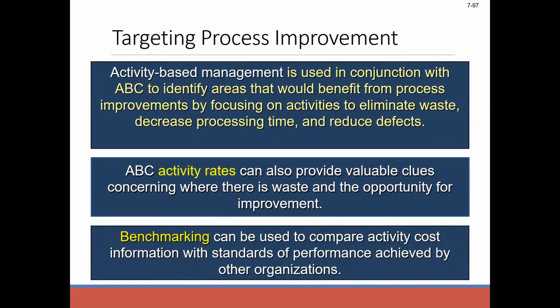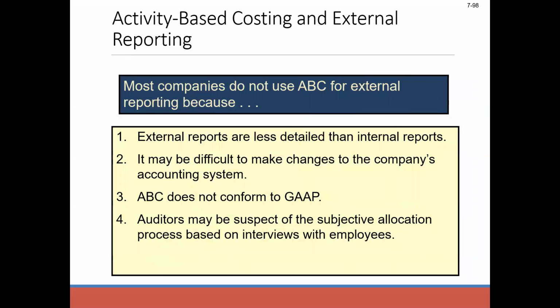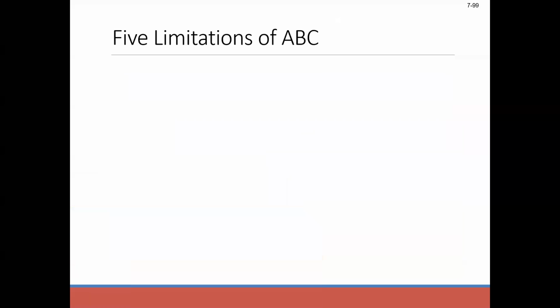So as you see here, activity-based management is used in relation to other methods. It helps see where improvements can be made. And activity rates, ABC rates, can provide valuable understanding concerning where there's waste and where there's need for improvement. Most companies do not use ABC for external reporting because external reports aren't as detailed. It's difficult to make changes to a company's accounting system, and it doesn't conform to generally accepted accounting principles.